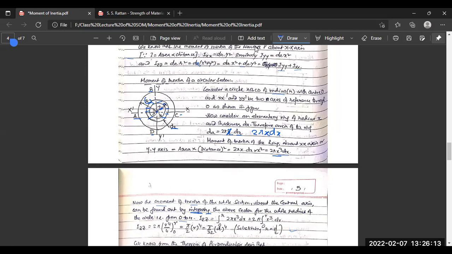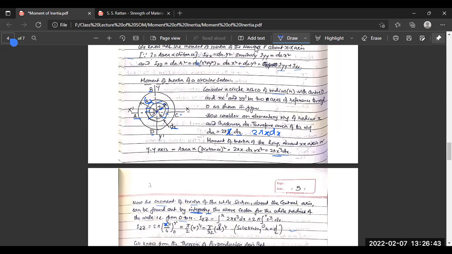So here we are integrating 0 to r of 2 pi x cubed dx. That is 2 pi times the integral of x cubed dx from 0 to r, which is x to the power 4 by 4 integrated from 0 to r, giving r to the power 4 by 4. With 2 pi, we have pi by 2 into r to the power 4.